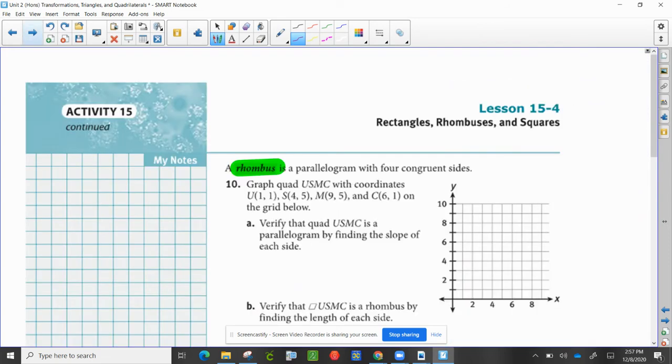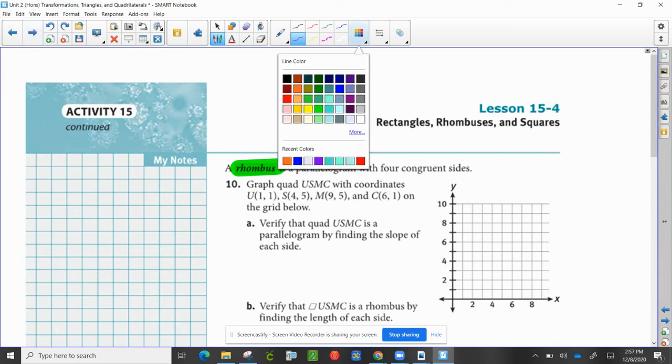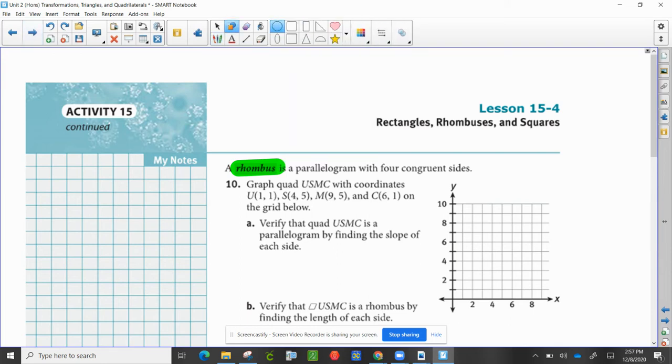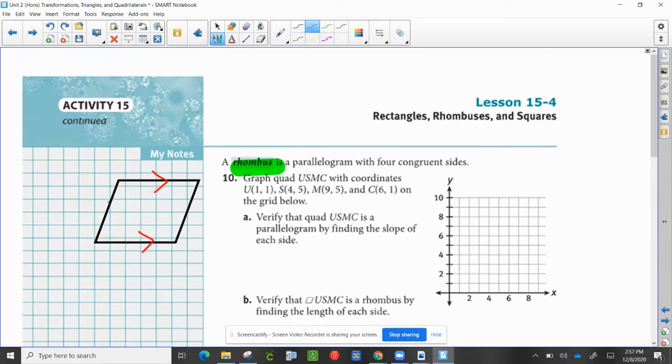So I'm going to skip this page and jump to page 218 here, where we learn about a rhombus. So a rhombus is a parallelogram with 4 congruent sides. So let's maybe just draw a picture here. Let me get a rhombus. So a rhombus would look like this, and it's a parallelogram. So again, we still have our parallel sides.